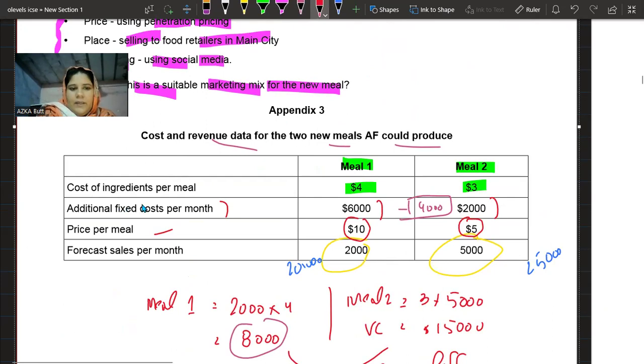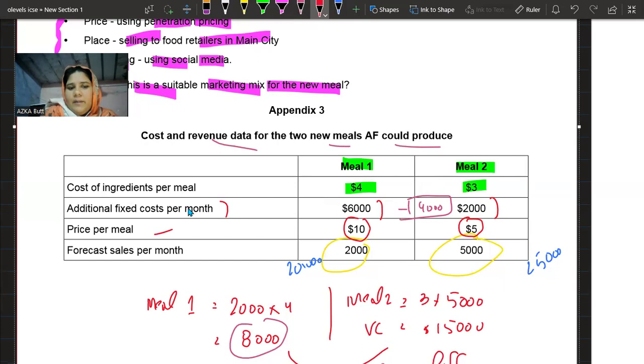Okay, so first of all, let's talk about the cost. Cost for meal one is $4 and for meal two is $3. So we can go with meal one because its cost is $4. Yes, we can go with meal one because its cost is only $4, and for meal two it is only $3. Sorry, we should go with meal two because its cost is $3.